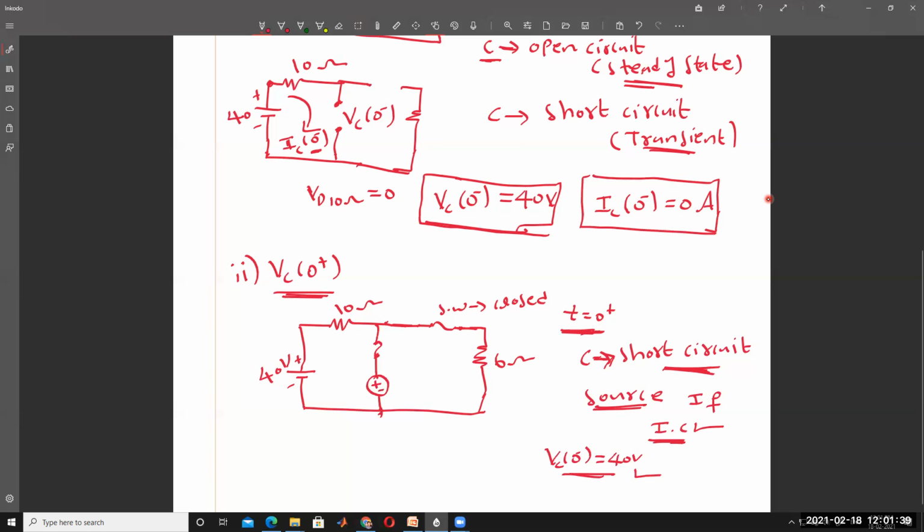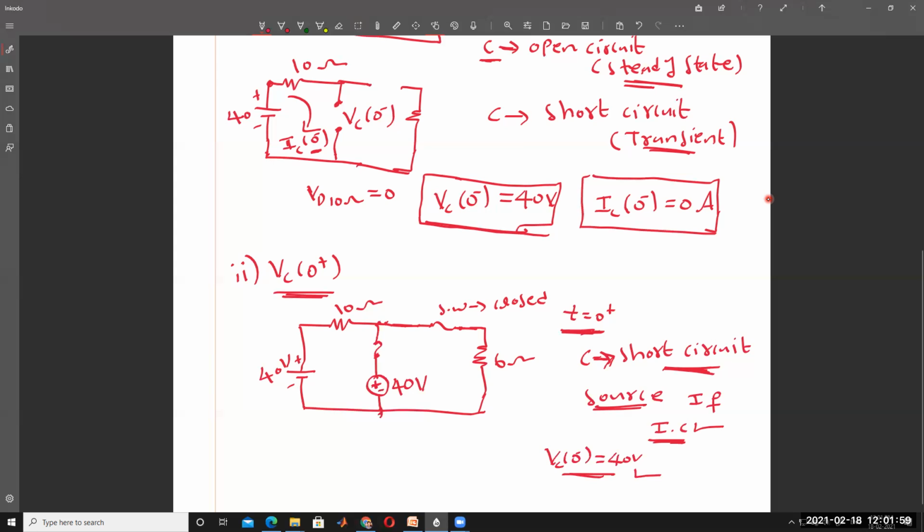Okay. So then what is the voltage across the capacitor? So this is the voltage. So this is how much voltage? 40 volts. And also, a capacitor does not allow sudden changes in voltage. That's why.